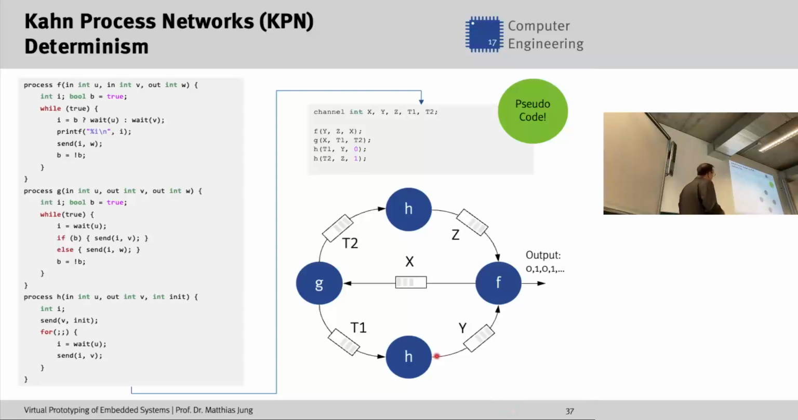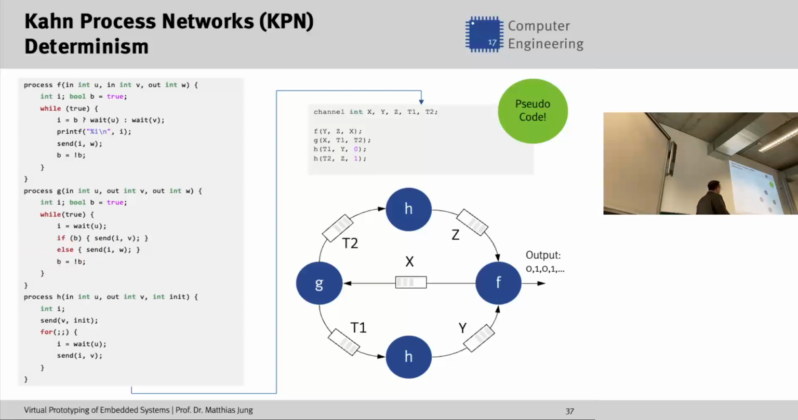Okay, then let's look at maybe also G. What is G doing? It's very similar. Again an infinite loop. And then here we just wait for one input, which is u, and u for G is x. So we always consume what is there. And then if our internal state is true, we send it out to v, and v is t1. So if it's true, we send it down there, and if it's false, we send it up there. Also toggling all the time, because we invert the b again here.